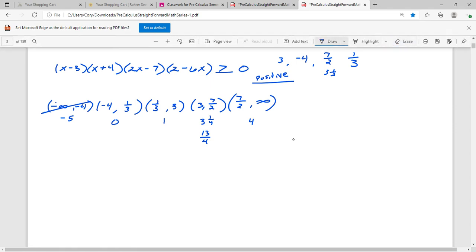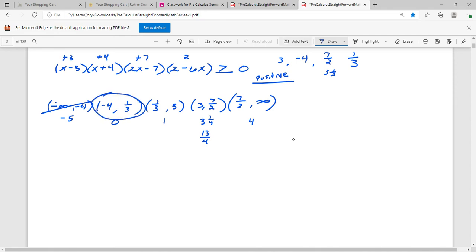I'm going to sub in 0 because that's easy. So 0 minus 3 is negative 3. 0 plus 4 would be positive 4. 2 times 0 would be 0 minus 7, negative 7. 6 times 0 would be 0, so that would be positive 2. These two negatives will cancel, and this will be a positive number, so yes, this one does work.